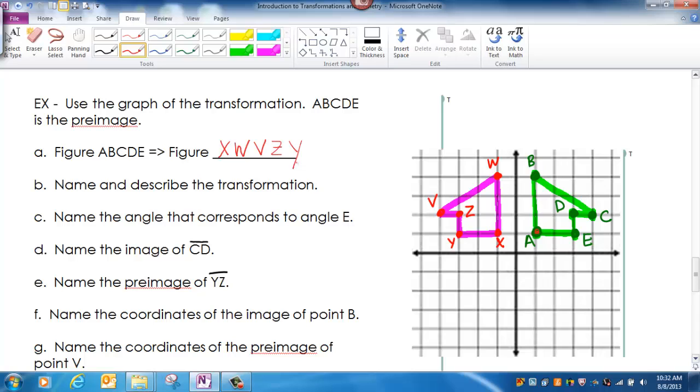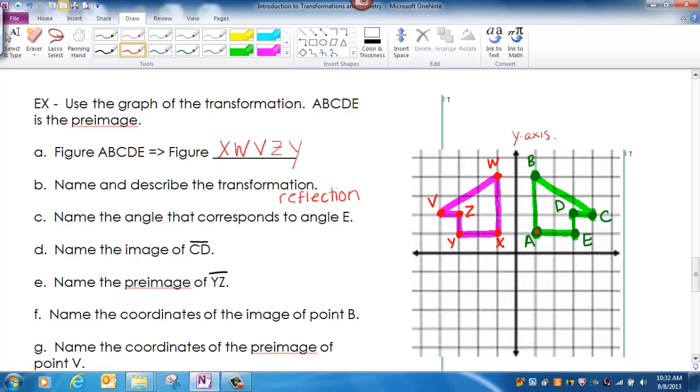Okay, so name and describe the transformation. This would be a reflection. And it's reflecting over this axis right here, the y-axis.